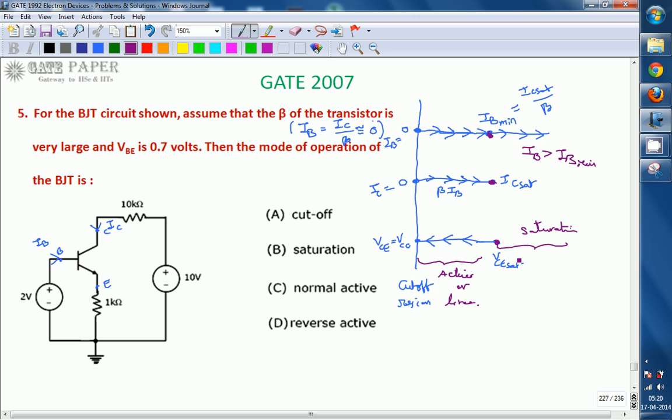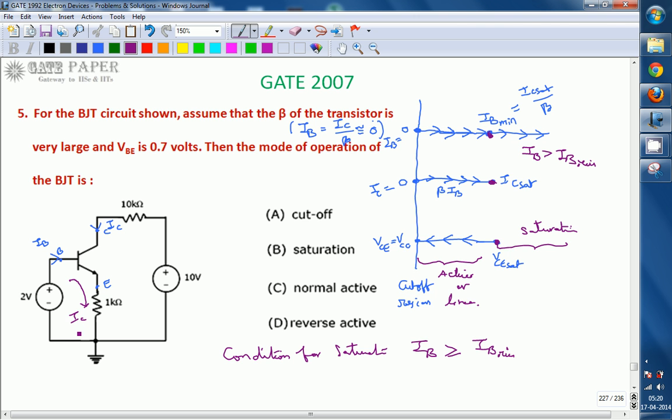Saturation region. The condition for saturation is nothing but IB should be greater than or equal to IB minimum. IB is nothing but the base current supplied. So here, because of the actual base current supplied, we are expecting some current IC.